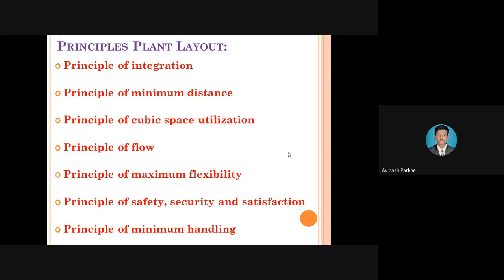So these are the 7 principles of the plant layout. Based on these points, there are again some MCQ based questions for your examination. So you have to keep all these 7 principles in your mind. Based on this, MCQ questions will be asked in your final examination. So this is related to the principles of the plant layout.